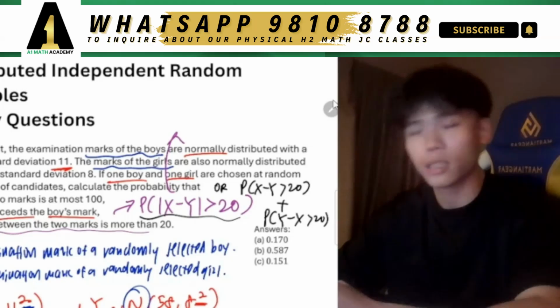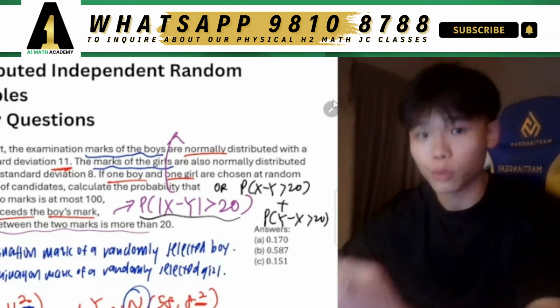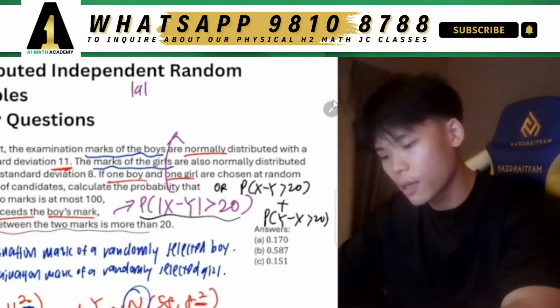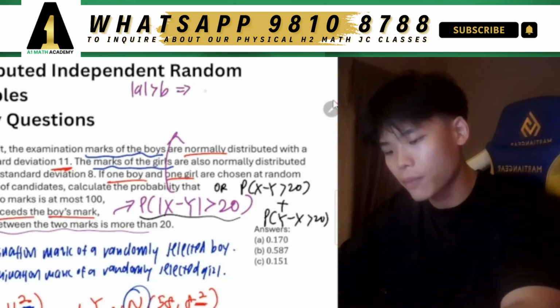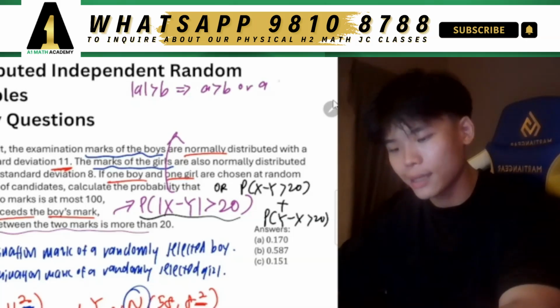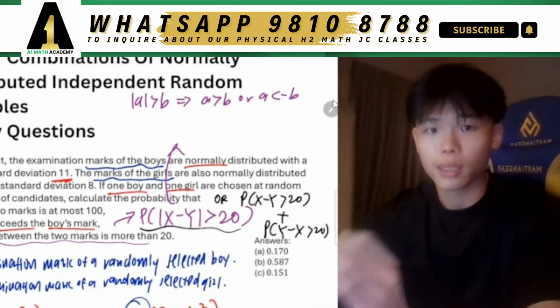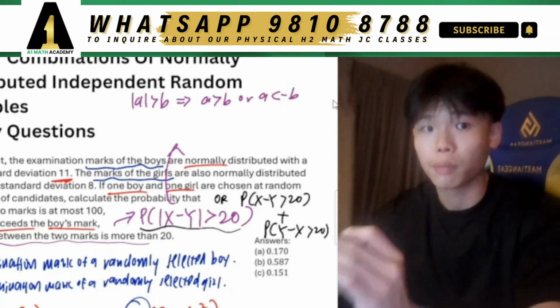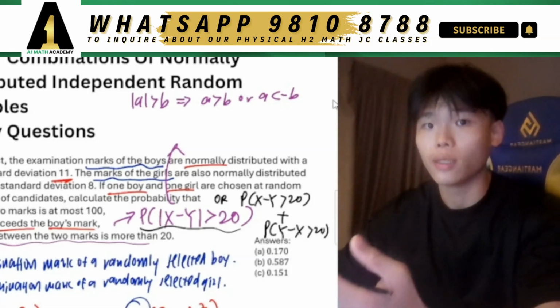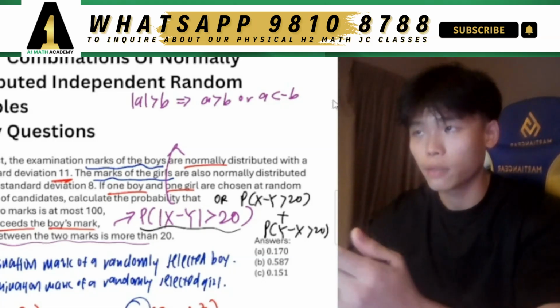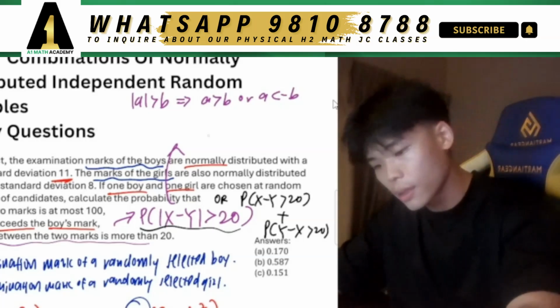From here, if you learned your inequalities from J1, you know that modulus A bigger than B means that A is bigger than B or A is lesser than negative B. The distance from 0 has to be bigger than B. So the value is either bigger than the positive value or lesser than the negative value. Because at the end of the day, we are just trying to find out what's the absolute distance.